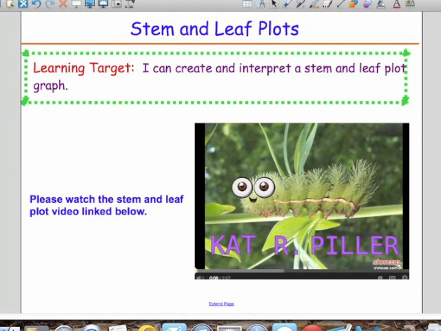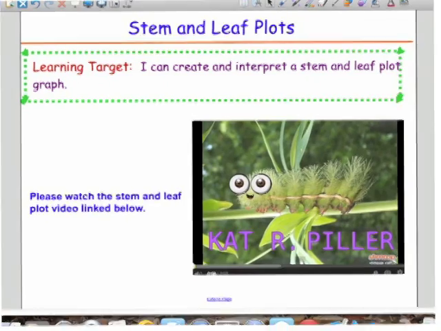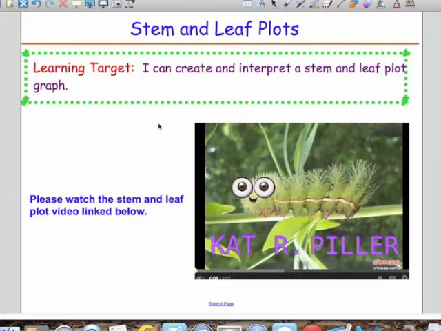Okay, today you're going to be looking at stem and leaf plots. You may have seen these in 4th grade, I believe. Your learning target is I can create and interpret a stem and leaf plot. What I want you to do now is go down below, where there's a little video about stem and leaf plots, introducing them to you with a little caterpillar. So please watch that video and then come back.